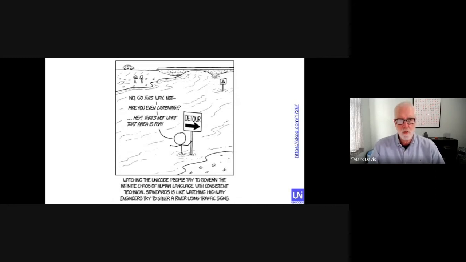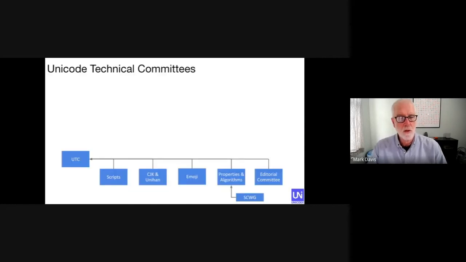So let's go a little bit more into the structure of the Unicode Consortium. The UTC was the original committee, the sole committee in the Unicode Consortium at the beginning. And it has a number of different subcommittees. There's one that focuses on scripts other than CJK and Unihan. You can learn more about this committee in the other video presentation. There's a committee devoted to CJK and Unihan, which are Chinese, Japanese, and Korean ideographs. Then there's a subcommittee devoted to emoji, a subcommittee devoted to properties and algorithms, and there's one for the editorial work associated with the standard and associated web pages.